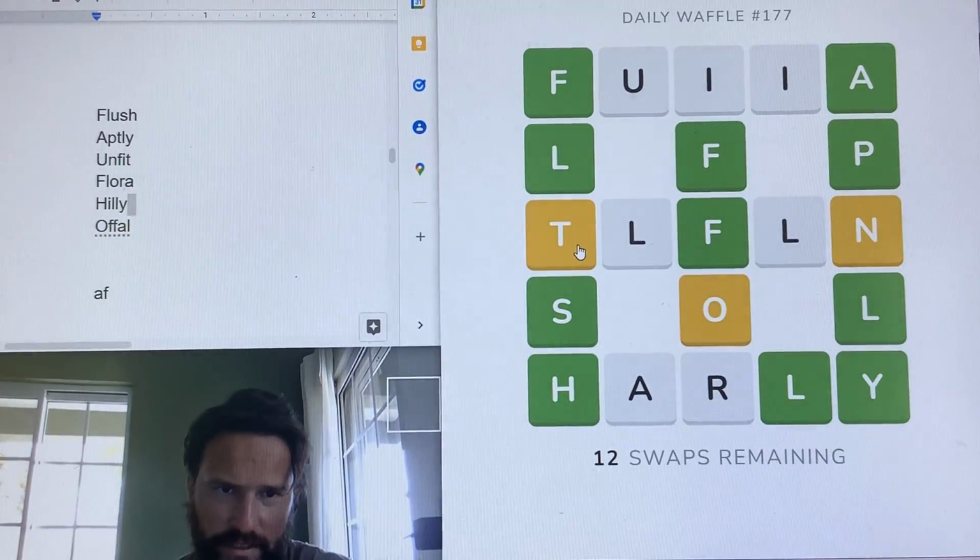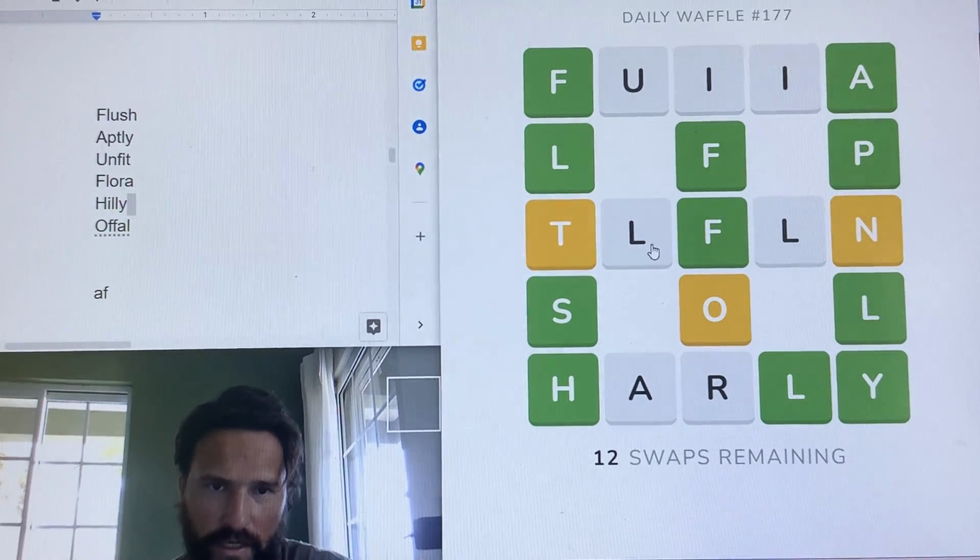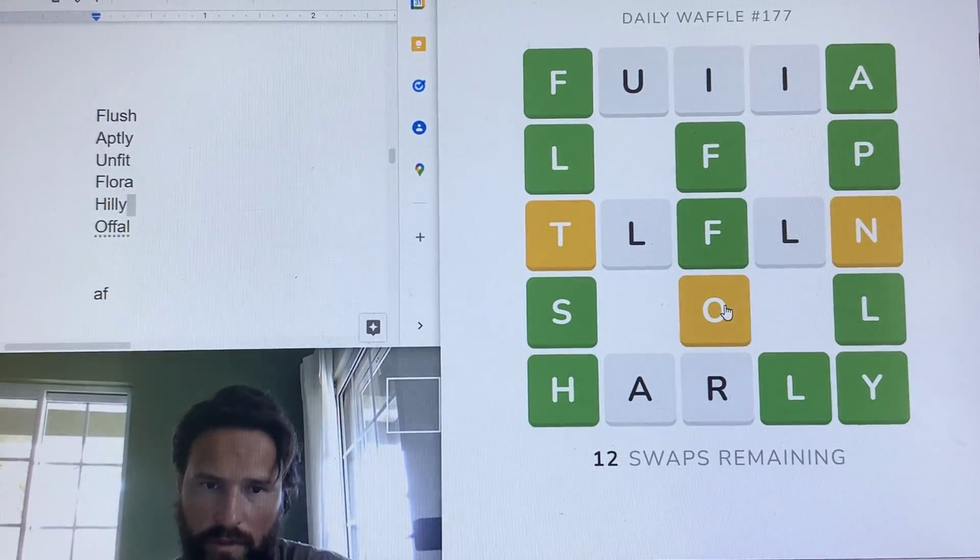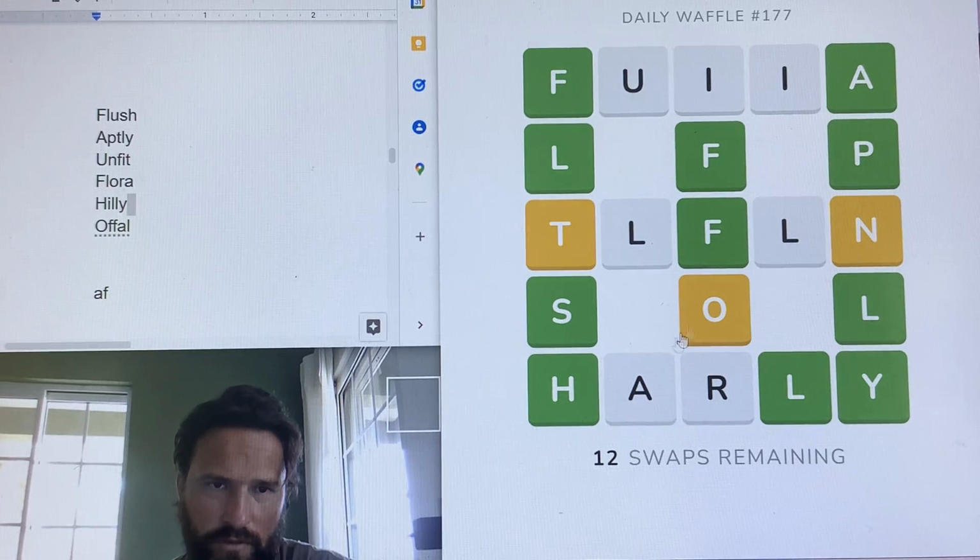Okay, so this T is part of this loop. I don't think that's gonna work unless we do the whole loop. This L wants to be an N. Same deal, I think. This L wants to be an I. I don't know. T, this is part of this loop. O, this is an A. This A does want to go here, but it's not Holly, it's Hilly. So this wants to go here.